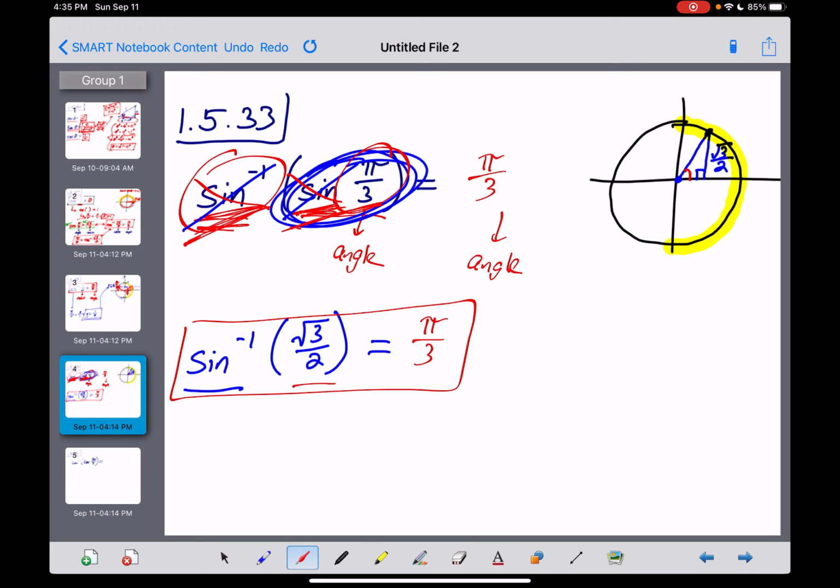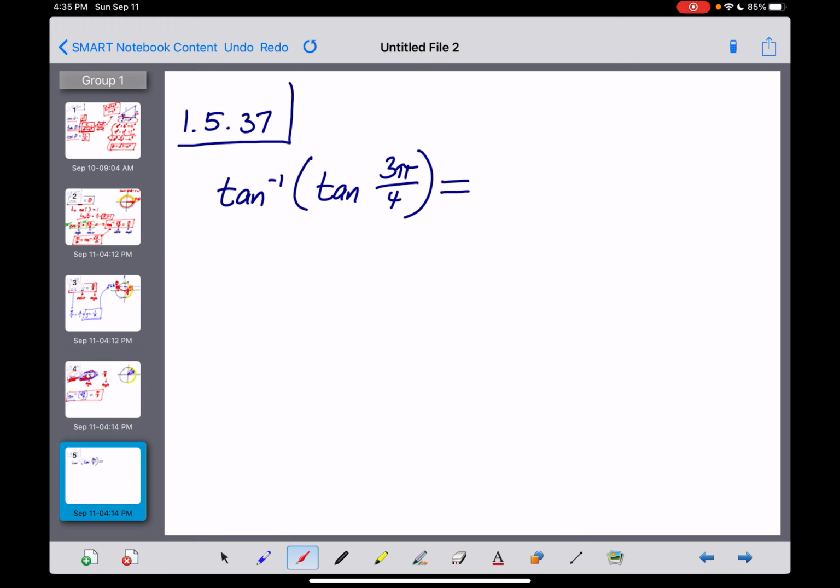Now, if that made sense to you, then you're probably going to look at 37 and say, oh, inverse tangent and tangent cancel out, and the answer is 3 pi over 4. And you probably got pretty upset when you looked in the back of the book and realized that was not the right answer. The answer, if I'm not mistaken, is negative pi over 4. So how in the world did they get from what I thought was the right answer to this one here?